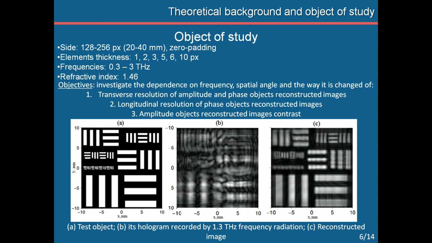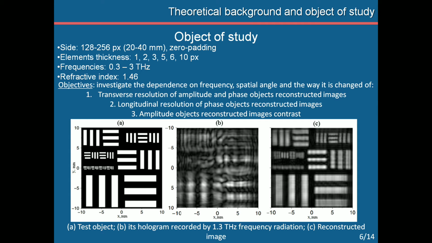To assess the dependence of the resolution and contrast, including on the solid angle and the method of its changing, the size of the test object was changed from 128 by 128 to 256 by 256 pixels, or from 20 by 20 to 40 by 40 mm, by zero padding. The object allows direct estimation of resolution and contrast, since it contains elements with widths of 1, 2, 3, 5, 6, and 10 pixels. The test object is assumed to be 100% transmissive in white areas and completely opaque in black when used as an amplitude one.